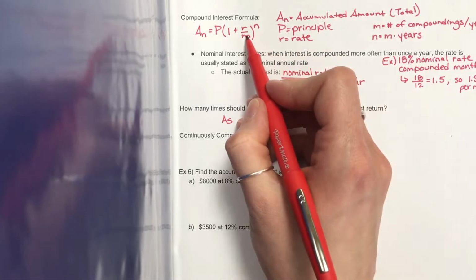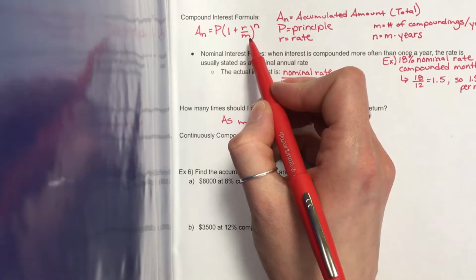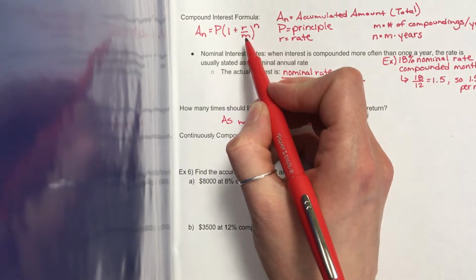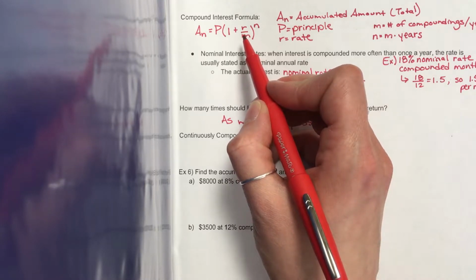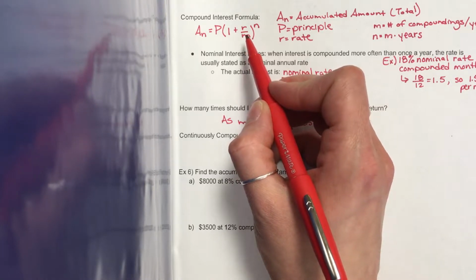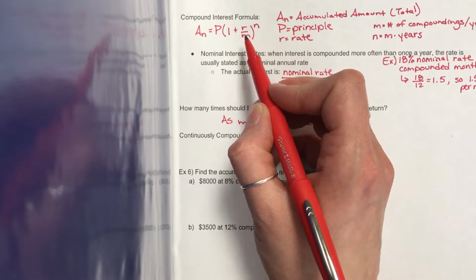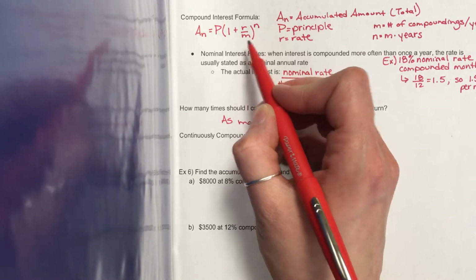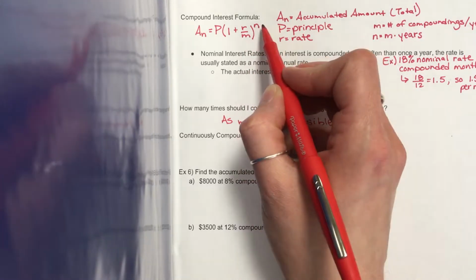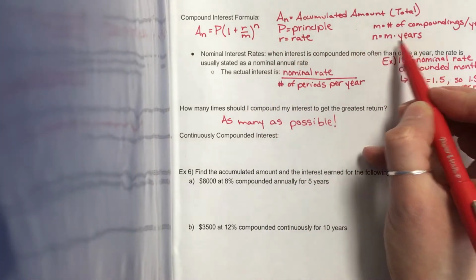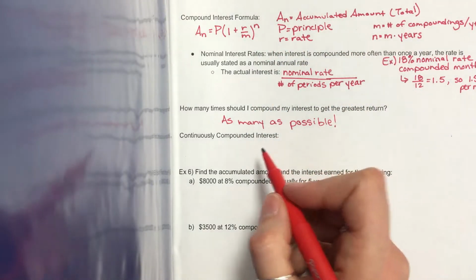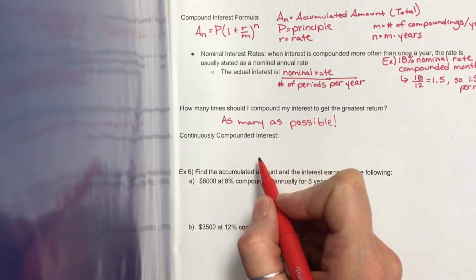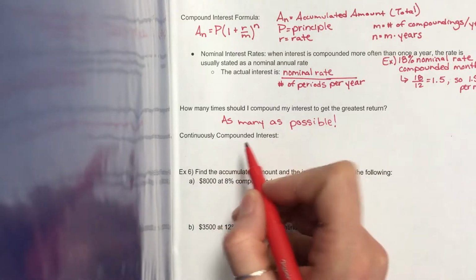And so we can make our M a really big number. We could make it 365, and then we would compound every day. We could take 365 and multiply it by 24, so we compound every hour or every minute or every second. And as we make M bigger and bigger and bigger, note that N, which is just M times years, will also get bigger and bigger and bigger. And what happens when we make these numbers really, really big is we actually get something called continuously compounded interest.